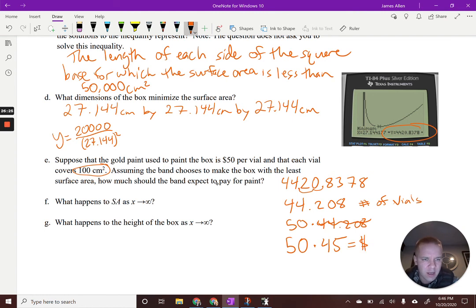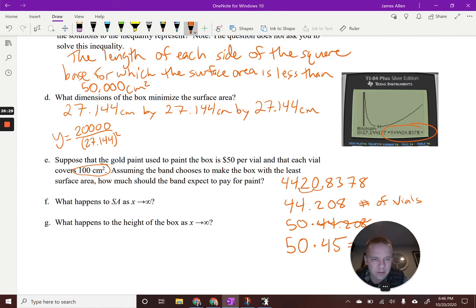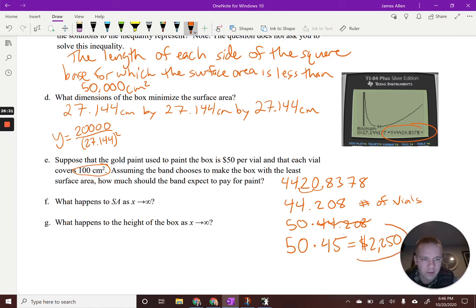So if I multiply those together, it's going to be a cost of $2,250. That was dragging me. That was kind of fun, though. Boom. Lovely. That's part E. I know this is getting a little long, but I appreciate you guys staying along here.